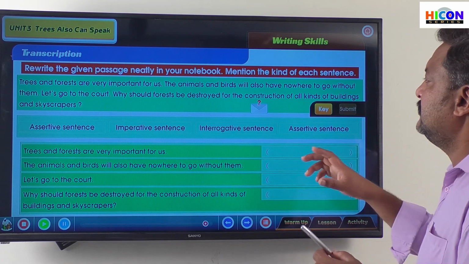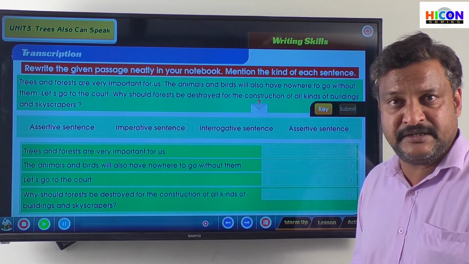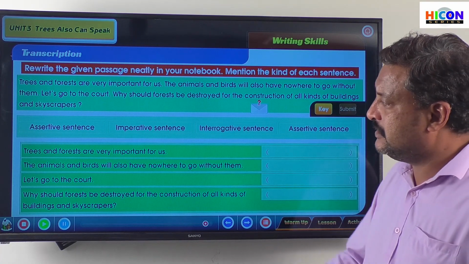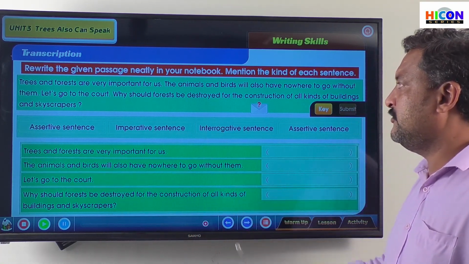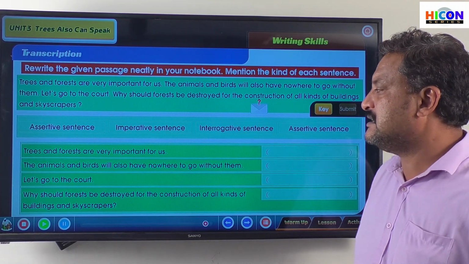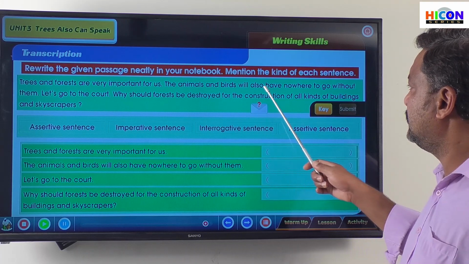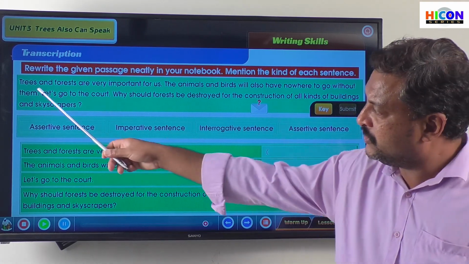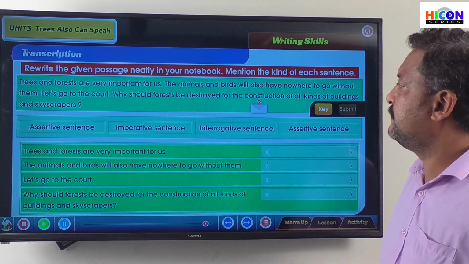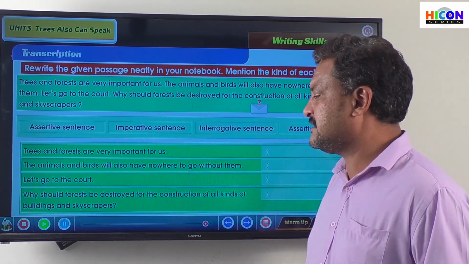So this is a paragraph, actually a conversation that is converted into a paragraph from the lesson, trees also can speak, isn't it? Yes. So now, we need to identify the different sentences in that. Yes. Trees and the forests are very important for us. It's a sentence actually that belongs to the passage. Now, the animals and the birds will also have nowhere to go without them. Let's go to the quote. Why should forests be destroyed for the construction of all kinds of buildings and skyscrapers?